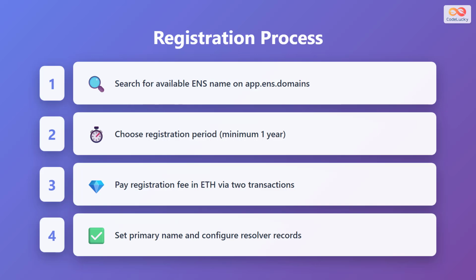Registering an ENS domain is simple. First, search for an available ENS name on app.ens.domains. Second, choose your registration period, with a minimum of 1 year. Third, pay the registration fee in ETH through 2 blockchain transactions for security. Finally, set your primary name and configure your resolver records to link your addresses and other information. The registration fee is $5 per year for names longer than 5 characters, making it affordable for most users.